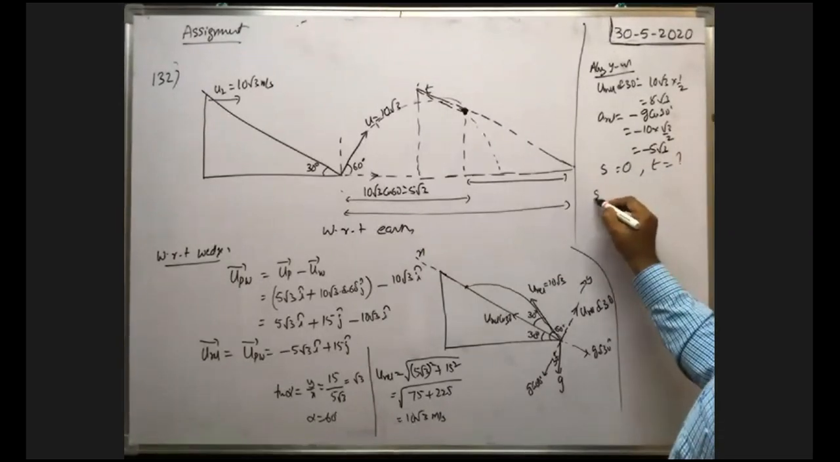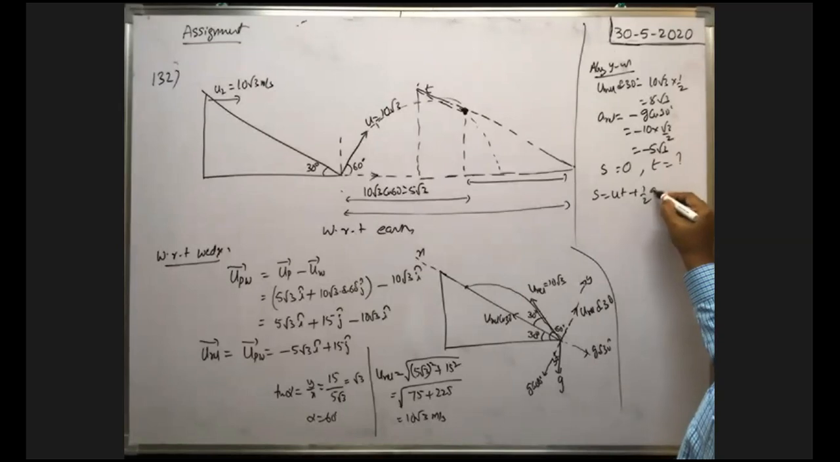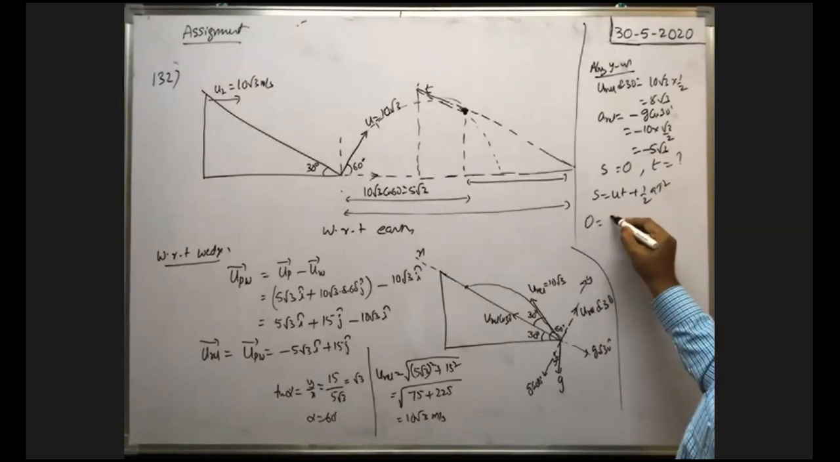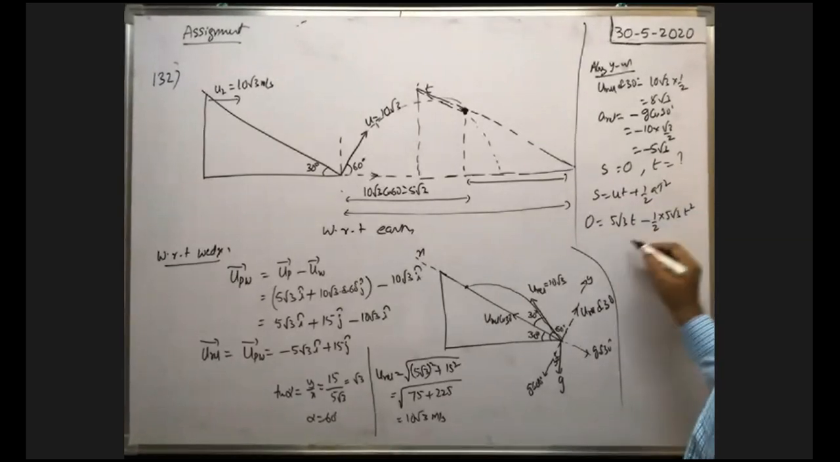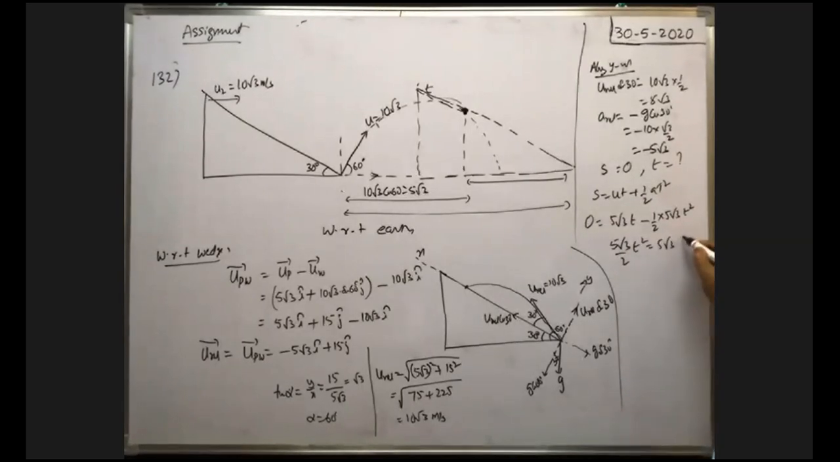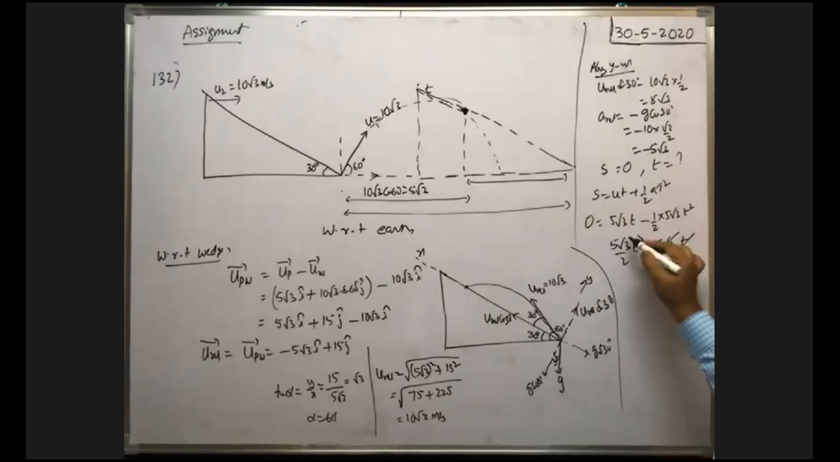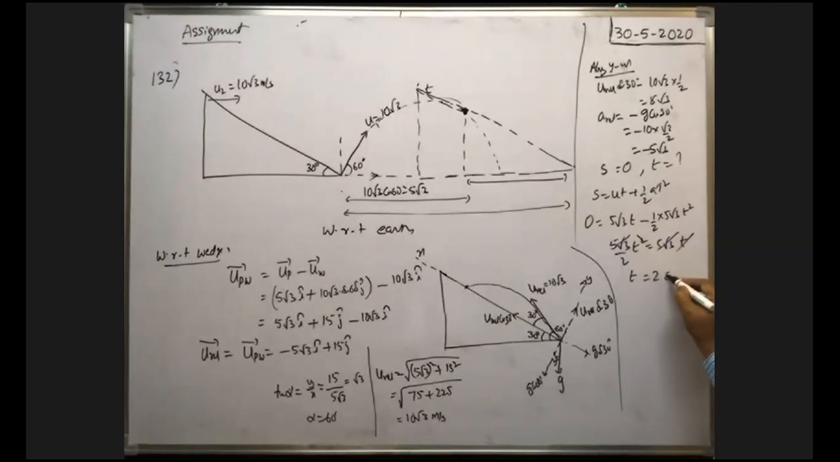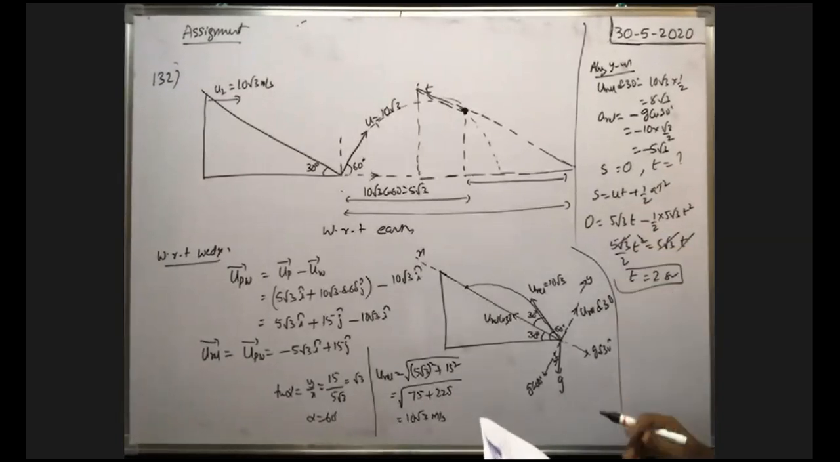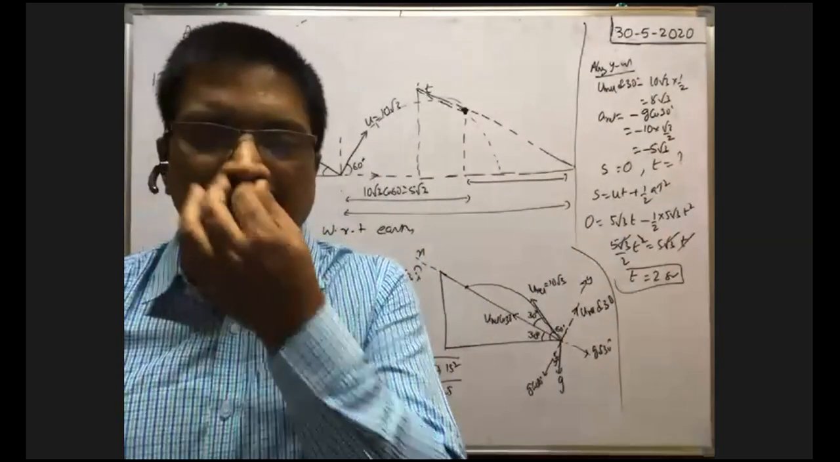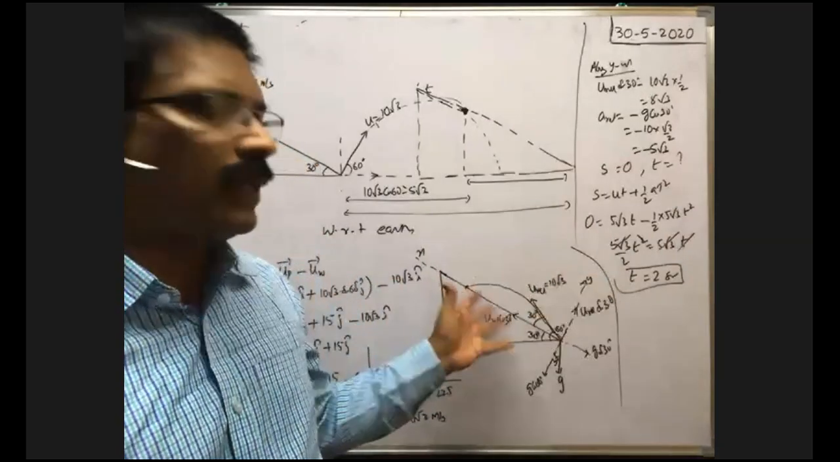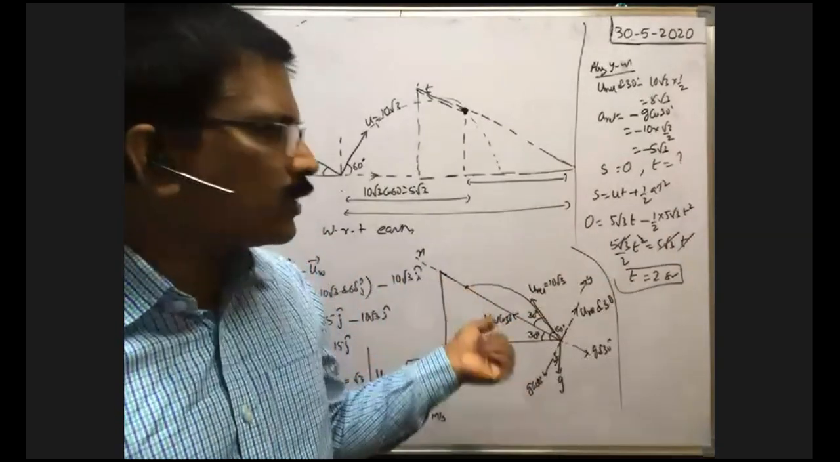Then from s is equal to ut plus half at square. S means 0, u means 5 root 3 into t plus half, a means minus 5 root 3 into t square. So 5 root 3 by 2 into t square is equal to 5 root 3 into t. T square cancel, 5 root 3 cancel. So t is equal to 2 seconds. Here they asked only time. What is the time after which the particle reaches the inclined plane? That is the question they asked. That's why 2 seconds is the answer.